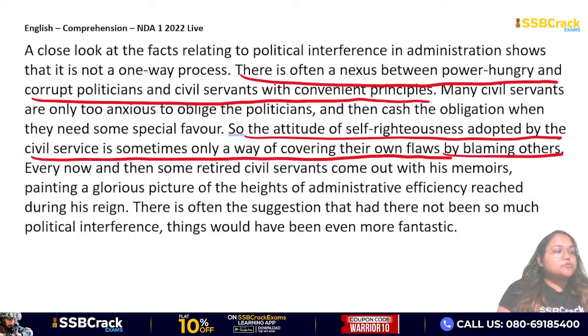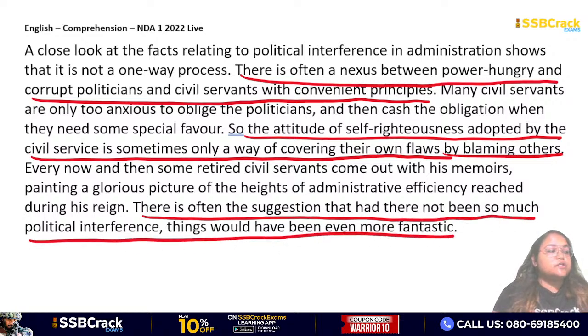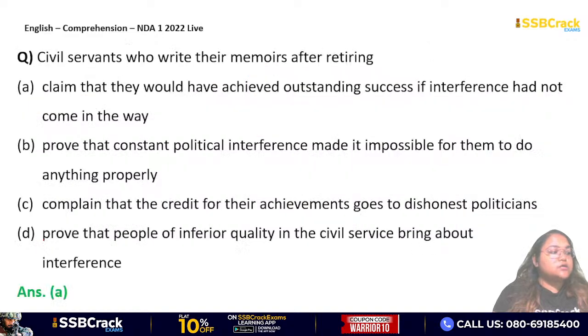So if you again go back to the passage, it is written here very clearly, every now and then some retired civil servants come out with their memoirs, painting a glorious picture of the heights of administrative efficiency reached during their reign. There is often the suggestion that had there not been so much political interference, things would have been even more fantastic, right? So what will be your answer? It will be option A. Civil servants who write their memoirs after retiring claim that they would have achieved outstanding success if there had been less political interference, right? So option A would be your correct answer. Okay, next question.